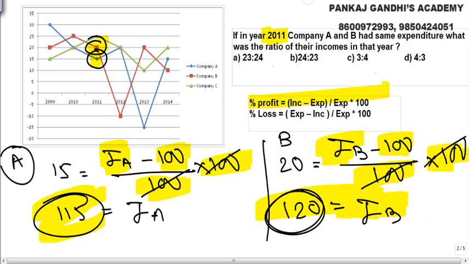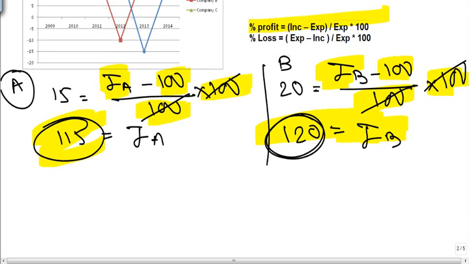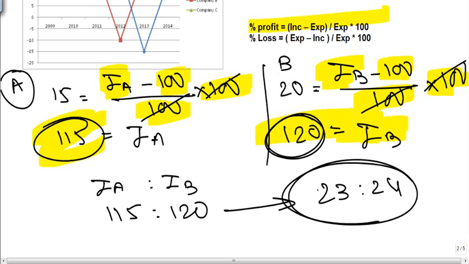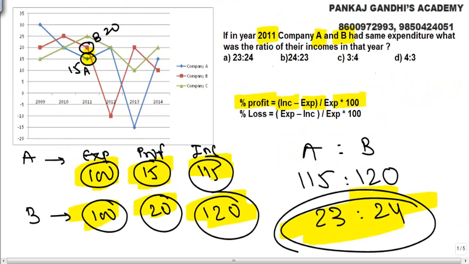I repeat, what was given? Expenditures were the same, let's say 100. Income of A minus expenditure of A, I took 100. But the smarter way, we knew, here also do it, what we got is income of A is to income of B, 115 is to 120, 23 is to 24. The smarter way was already there with us.